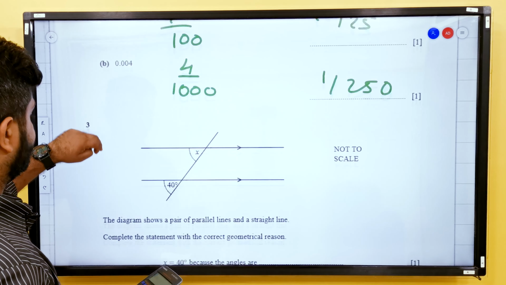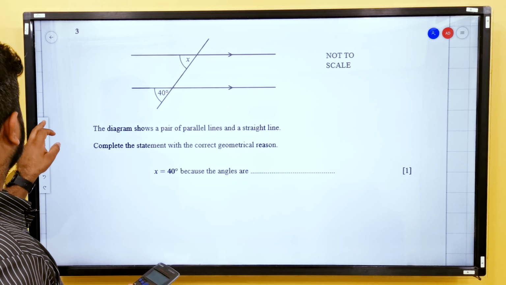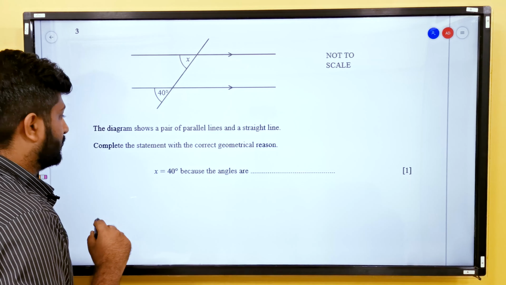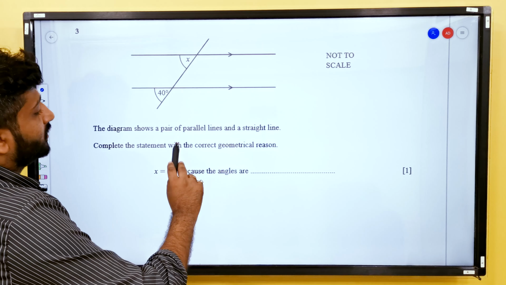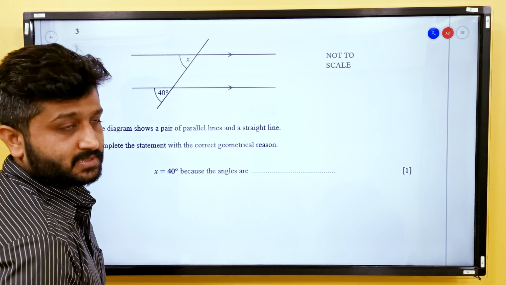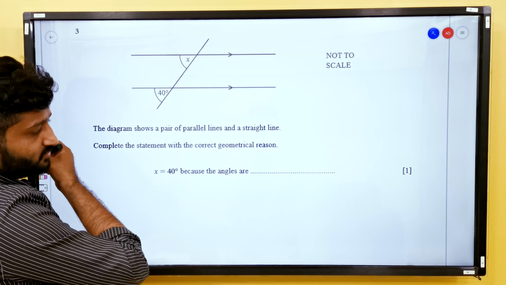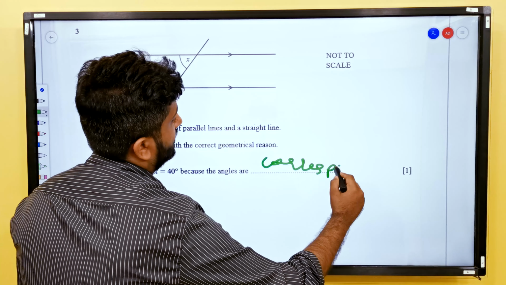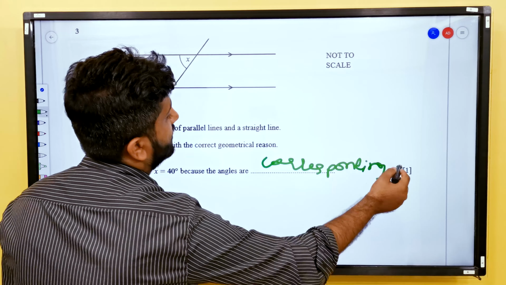Next question. The diagram shows a pair of parallel lines and a straight line. Complete the statement with the correct geometrical reason. X is equal to 40 because the angles are corresponding. These angles are known as corresponding angles.